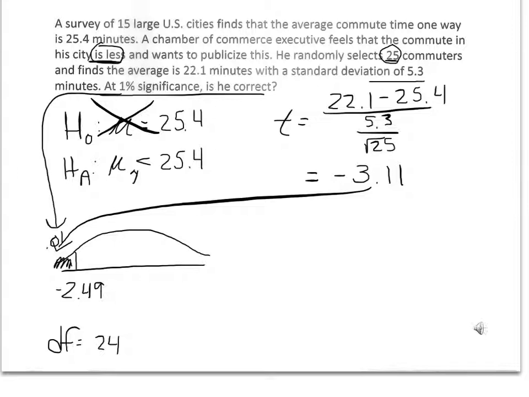which means that this information, the data provided from these 25 commuters, does support the executive's thought that the city is actually less than the 25.4 minutes, that his city actually travels less on the average commute. It does support that idea.